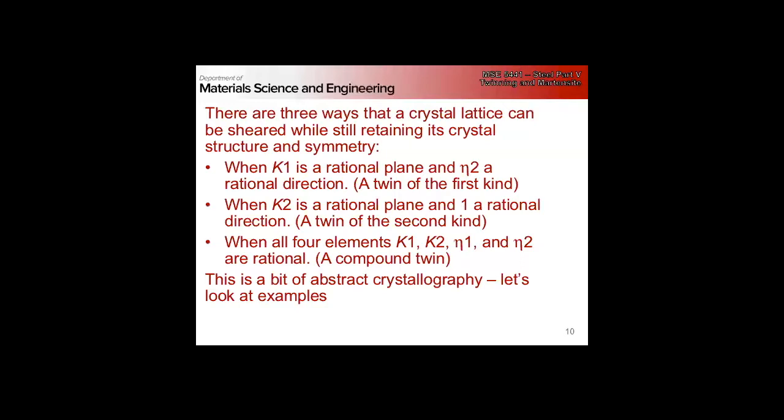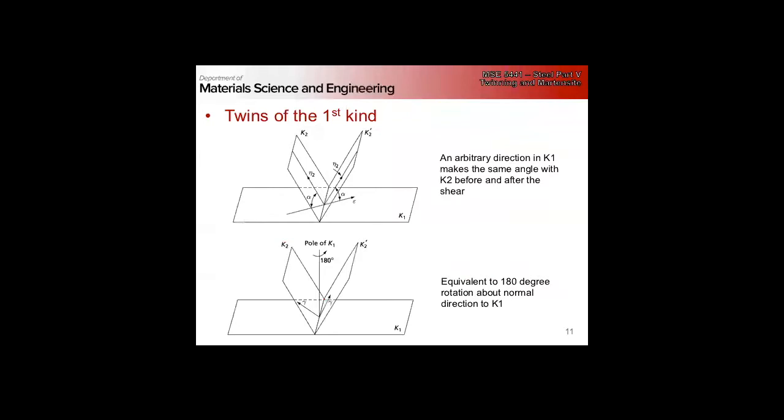And when all four are rational, which is the nicest case for most hexagonal metals and FCC metals, we end up with what's called a compound twin. So this is a little bit of abstract crystallography, but let's not worry so much about these. We'll keep these definitions. We won't worry about necessarily where they come from. Let's look at what it means, right?